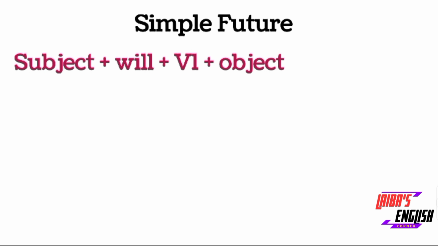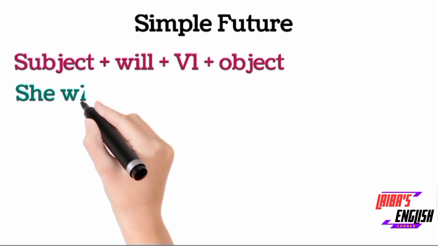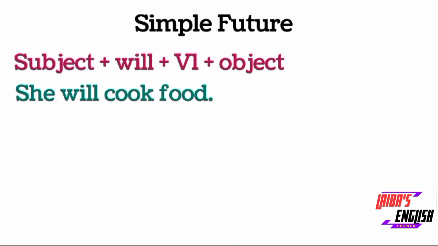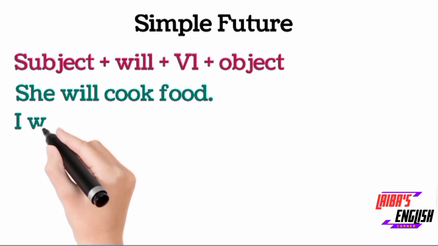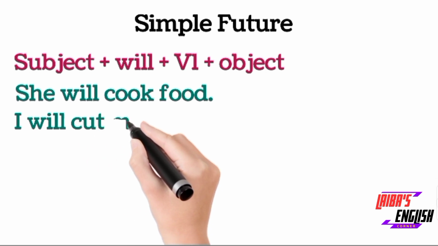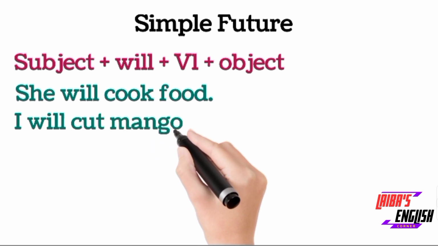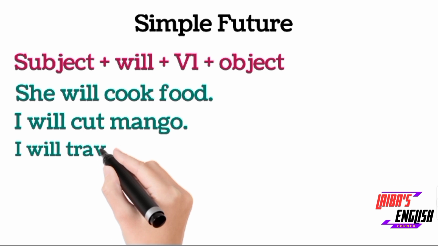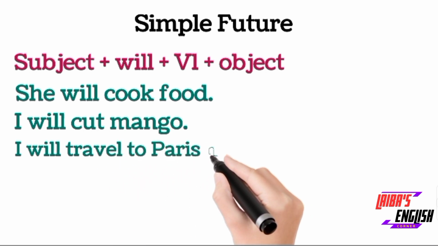So here we have to put the helping verb at the very start. In simple present and simple past, we don't use a helping verb, and here we have to use a helping verb. For example, she will cook food. So the word will indicates that this action has not occurred yet, it will occur in the future. Second example is, I will cut mango. I as a subject, will helping verb, cut first form is cut and mango is an object.